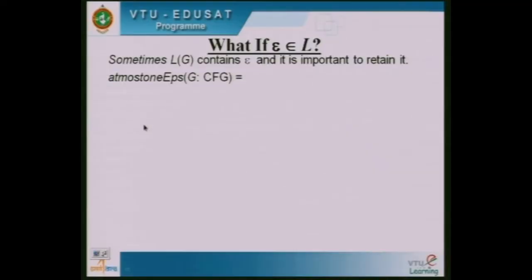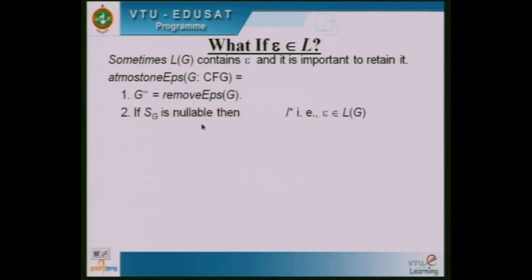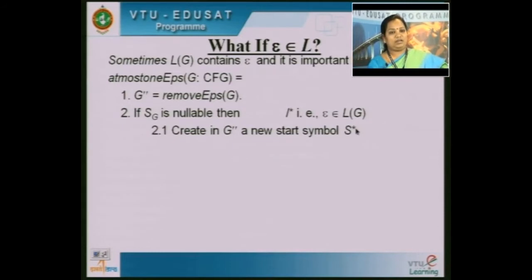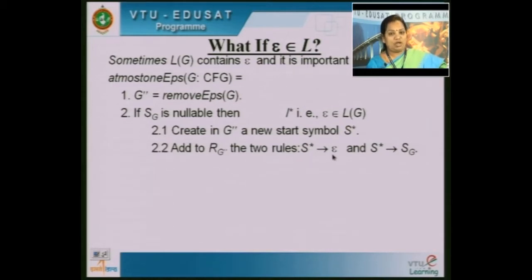At that time, along with eliminating epsilon, we add one more algorithm called at most one epsilon, wherein first we apply remove epsilon and obtain the grammar. Once we get the grammar, we check if S of G is nullable. Does epsilon belong to this language? If yes, then create a new grammar wherein the new start symbol will be S star. Then add one more rule in the rule set: S star tends to epsilon, this is for the epsilon string, and S star tends to the previous start symbol present in this grammar, and then return the grammar.